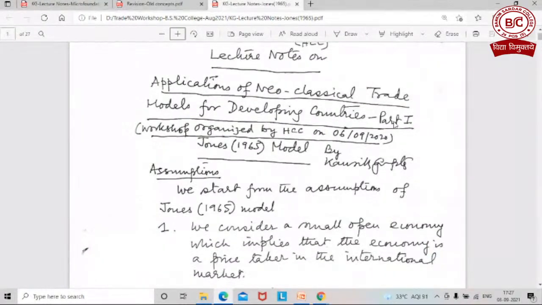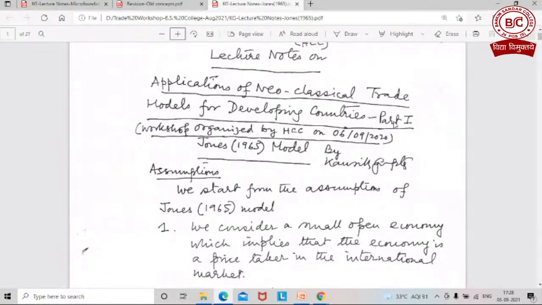Now we consider a small open economy. Now I shall explain the meaning of small open economy. It's not Sri Lanka or Maldives. It's not like that. Small open economy means the economy is small enough not to affect the world prices. That means the economy is a price taker in the international market. It has not much power to affect the world prices.